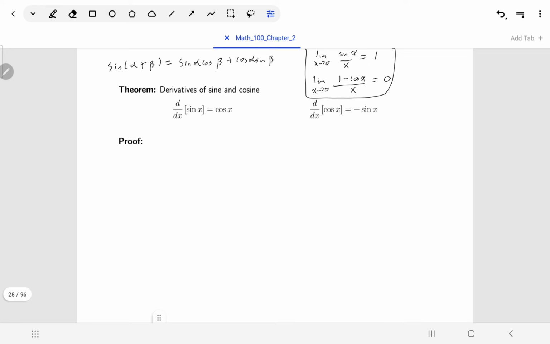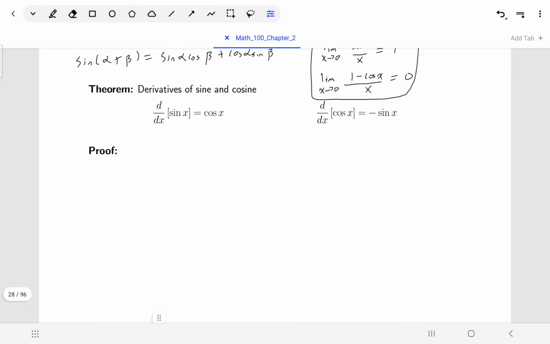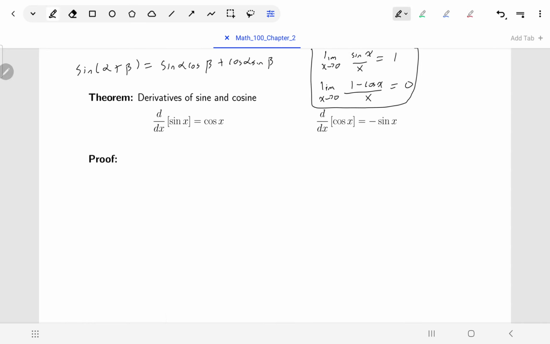I'm going to prove both, and I'm going to start with the derivative of sine, and you'll notice I've got some things already written down up top. One of them is the angle sum formula for sine, and the other is a couple of special limits that we've used before in chapter 1. As it turns out, I'm going to need both of these things to complete my proof.